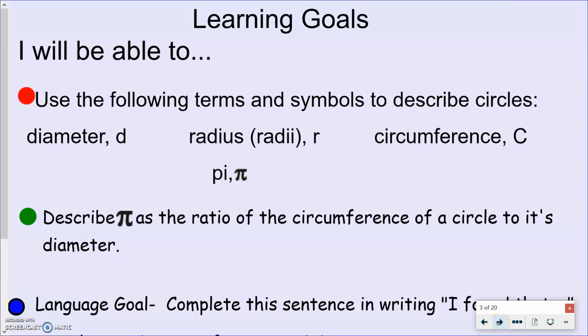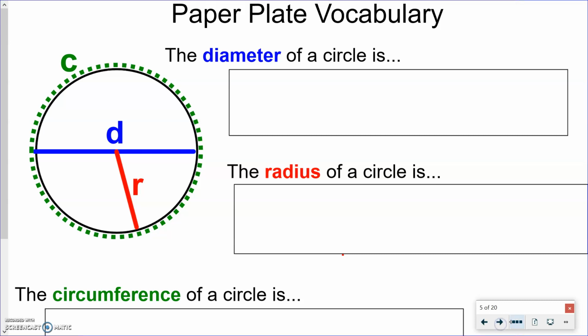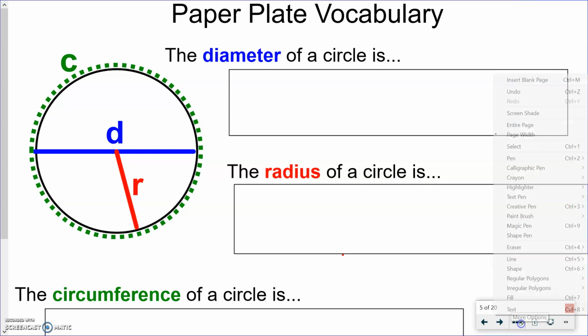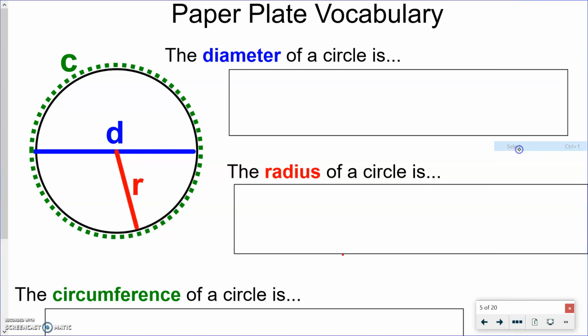So now today you'll be able to use the following terms and symbols to describe circles. So diameter is represented by D, radius is represented by R, and C is represented by circumference. That's what we're going to focus on today. So let's take a look here. We have different parts of a circle.